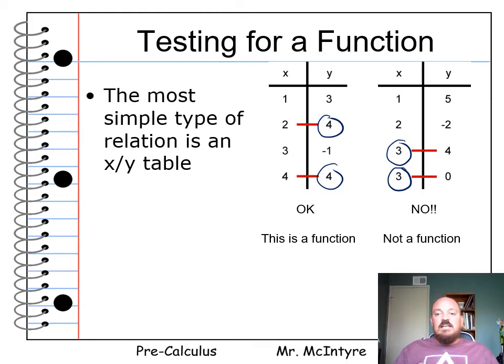But on the second XY table, one time I plugged in 3, and my answer was 4. Another time I plugged in 3, my answer was 0. That is not okay. That's not okay for a function. So again, that's a very simple example. The XY table is the easiest relation to look at, and decide whether or not it's a function.